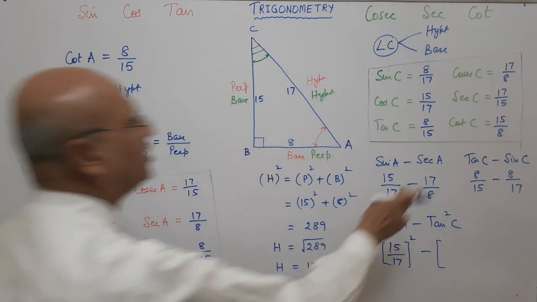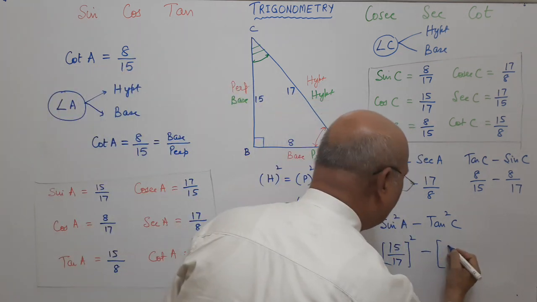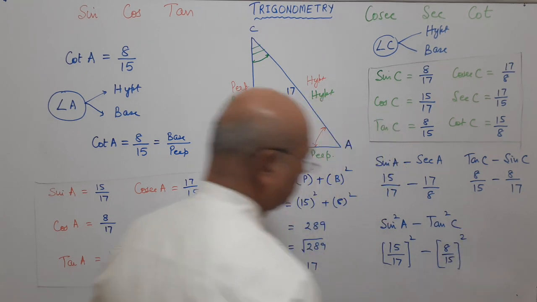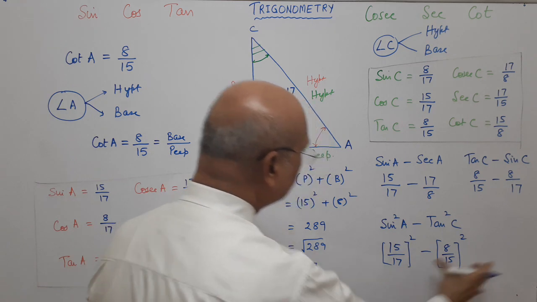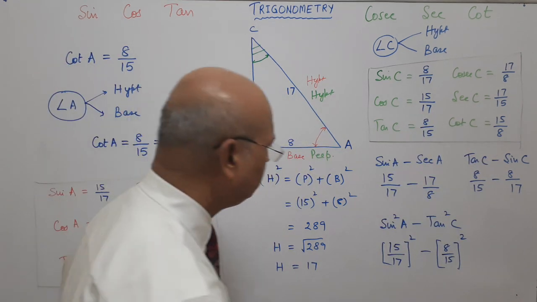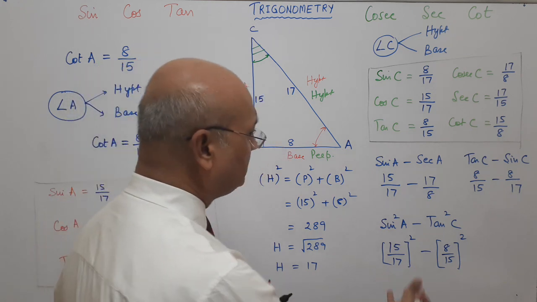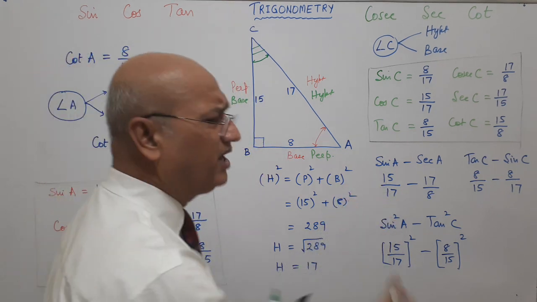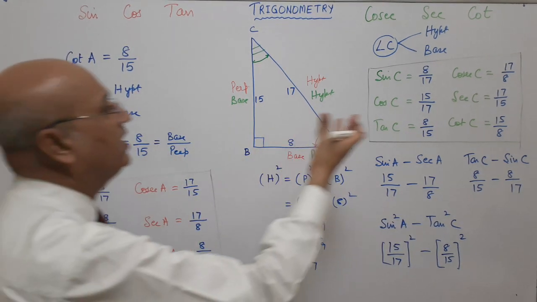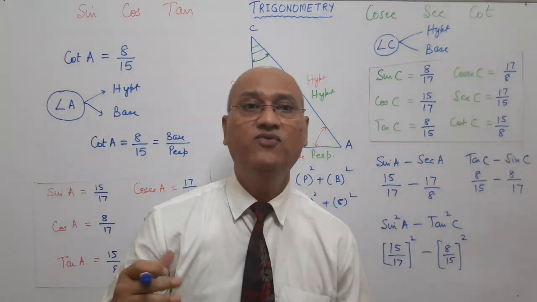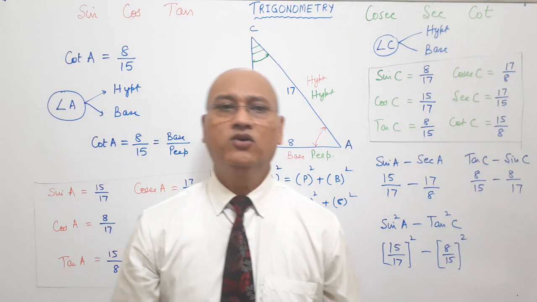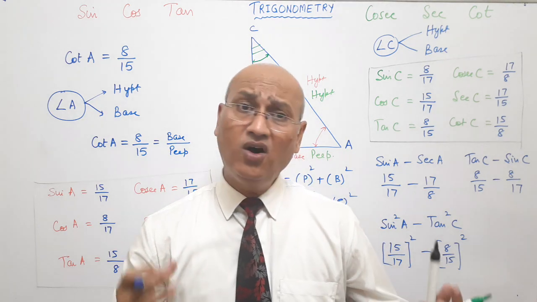So tan C you are going to get from here. That is 8 by 15, and here it is squared. You square these two fractions, and you can do the calculation by subtracting them. So no problem. Now it becomes very easy if you just understand how to solve these 12 trigonometric ratios. Once you are comfortable with these 12 trigonometric ratios, I am sure you are going to solve all the questions.